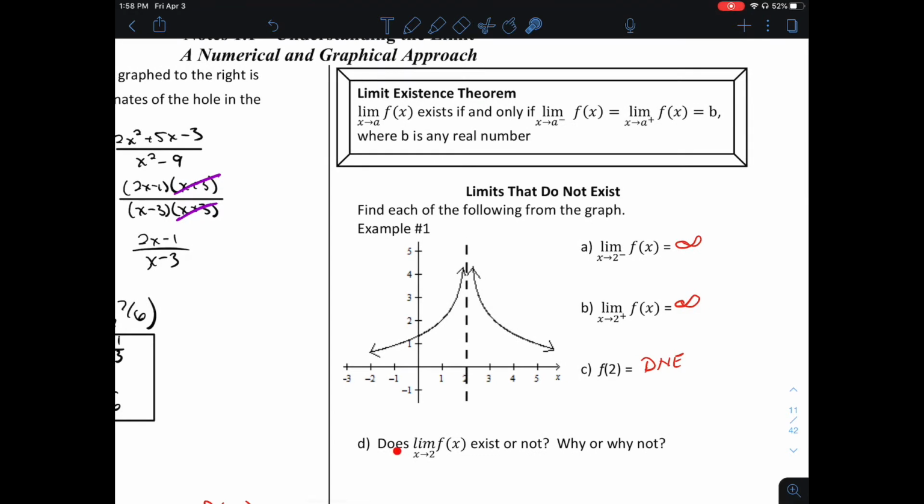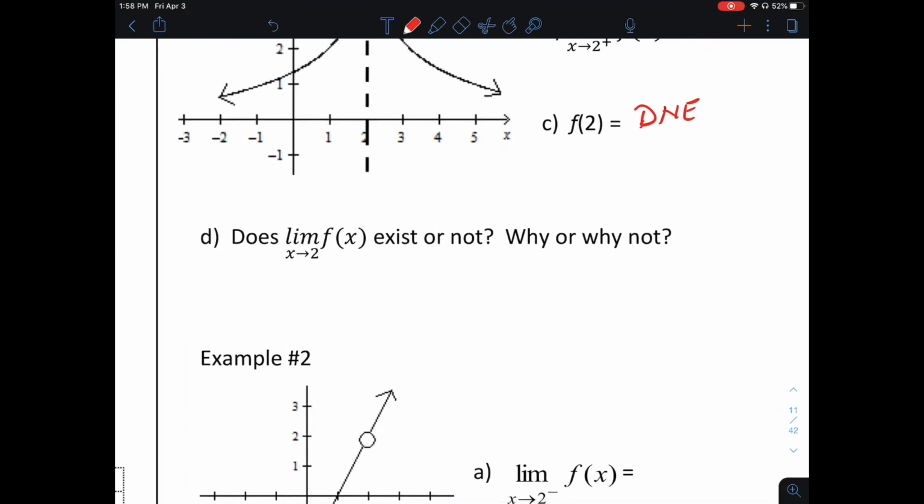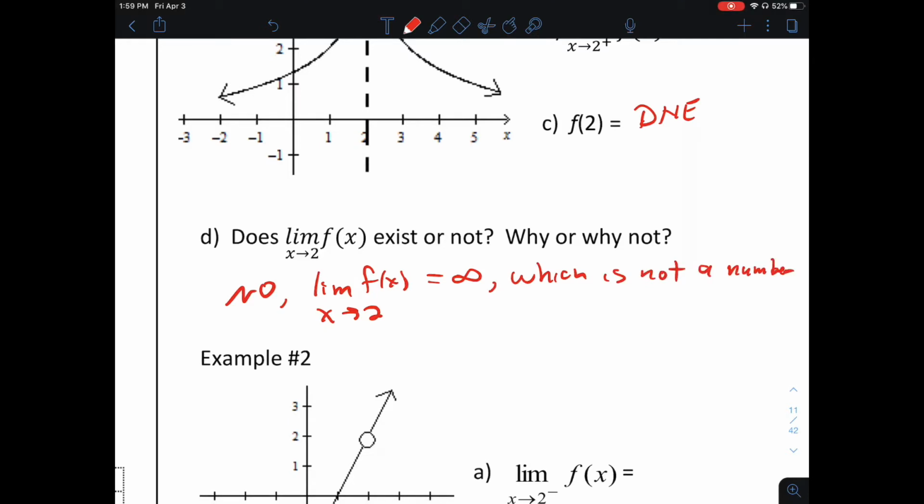Question D, excuse me. Does the limit of f of x as x approaches 2, this is the two-sided limit, exist or not? Well, it looks like it would exist. They're both approaching the same thing, but that thing has to be a real number. Infinity is not a real number. So we would say, in calculus, you must justify everything that you do on a free response question. So we would say no. The limit of f of x as x approaches 2 equals infinity, which is not a number.